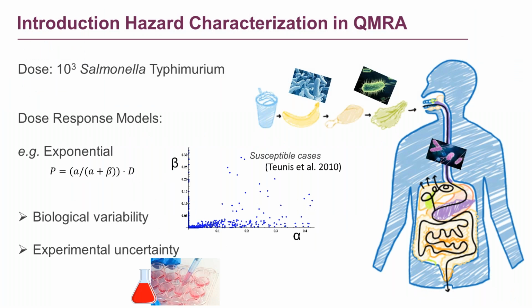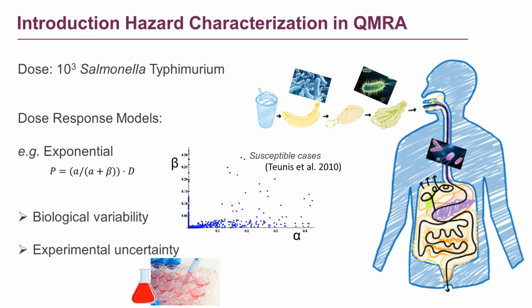So in this part, I will step back a little bit and introduce you to hazard characterization in quantitative microbial risk assessment. As Heidi already mentioned, you could have some variability that you could include, but suppose first that the dose that comes out of our exposure assessment is, for example, 3-log Salmonella typhimurium that you found in a sample on your plate that you're about to consume.